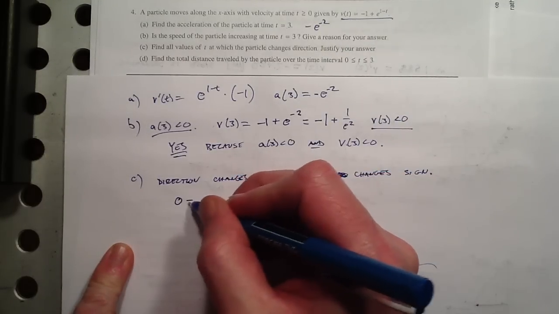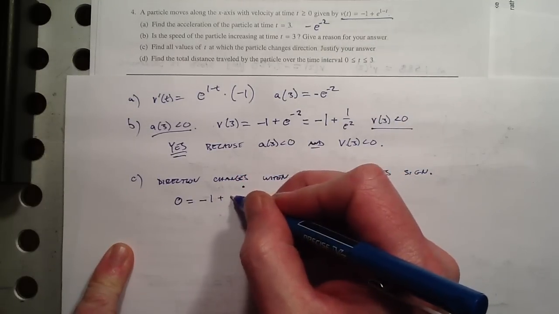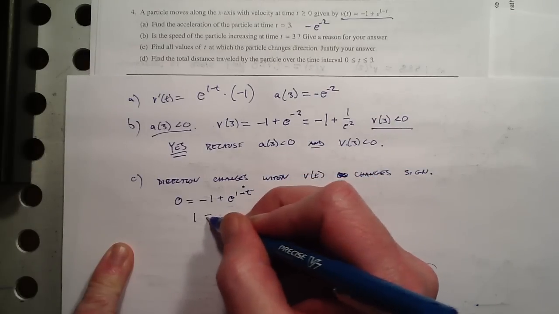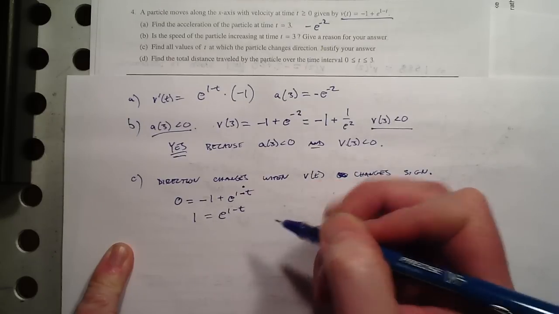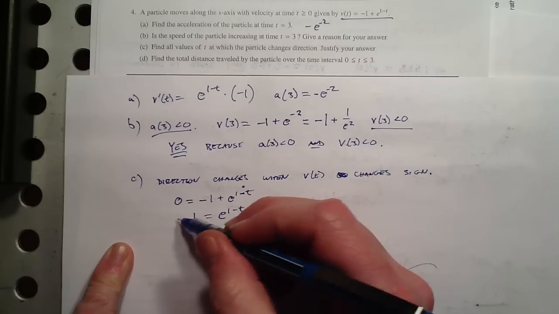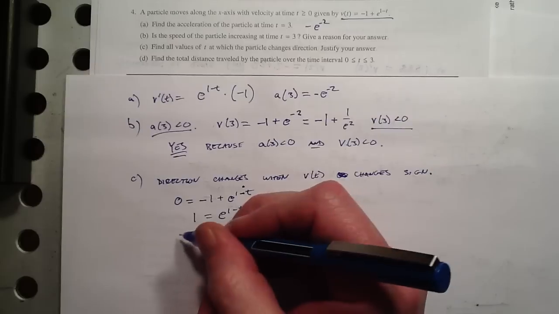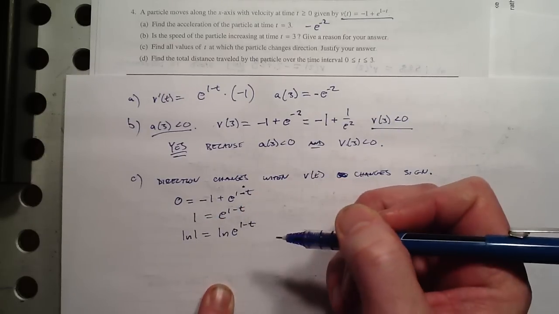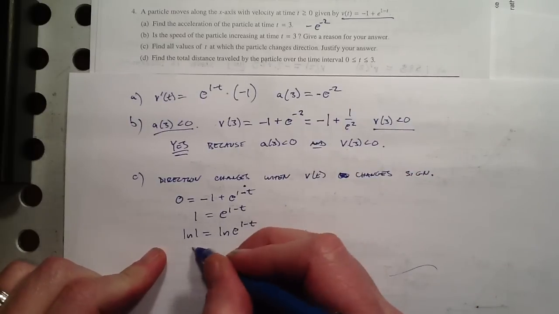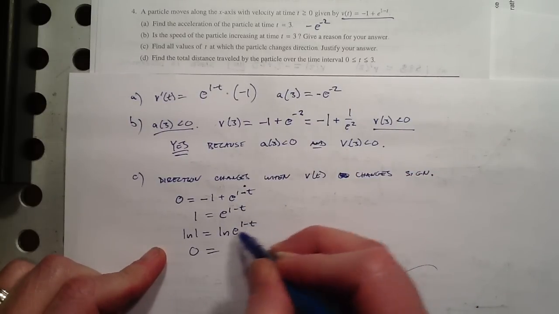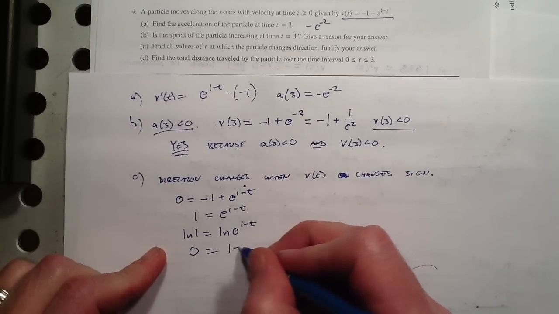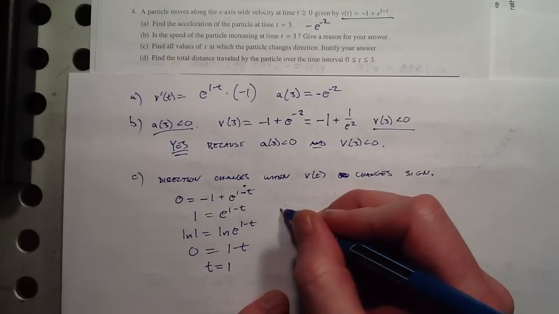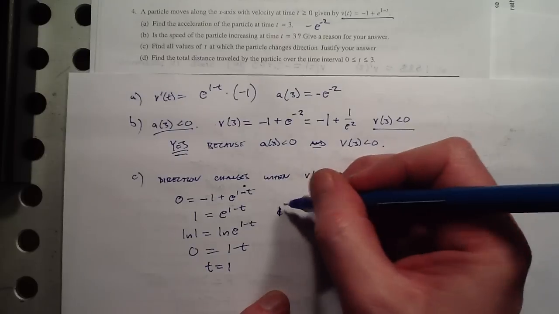So let's set the velocity equal to 0. Negative 1 plus e to the 1 minus t equals 0, so 1 equals e to the 1 minus t. If we take the natural log of both sides, natural log 1 equals natural log of e to the 1 minus t. Natural log of 1 is 0. The natural log of e to the whatever is just that exponent, natural log and e cancel out. It's 1 minus t. So t equals 1. And then we just have to show that for sure it changes sign there.